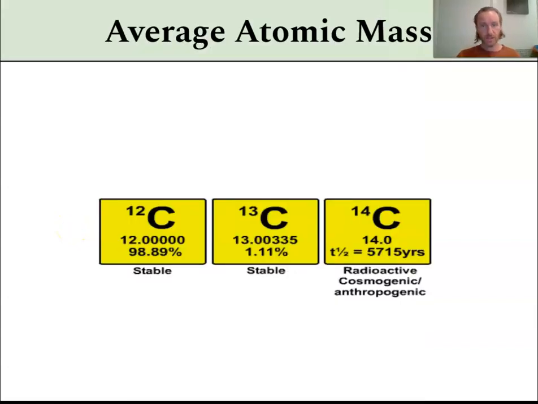There you go. The second thing that I want to touch on is this concept of average atomic mass. Now maybe before, when you looked at a periodic table, you saw a lot of decimal places in the atomic mass number and thought, why are they there?